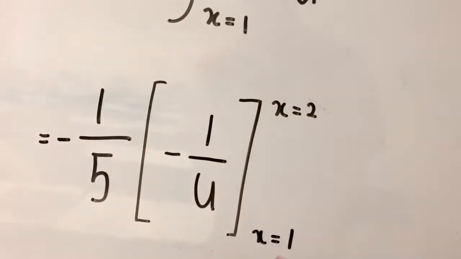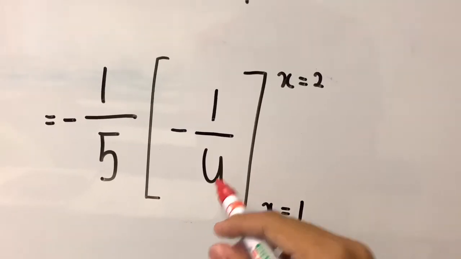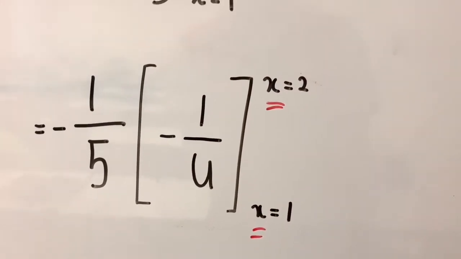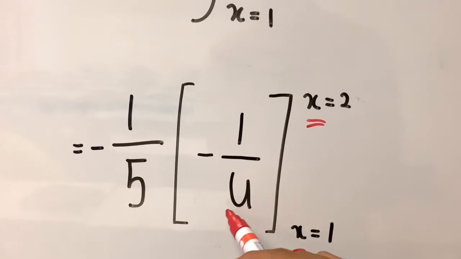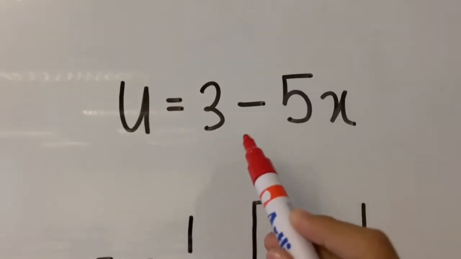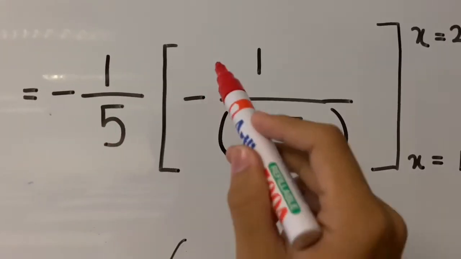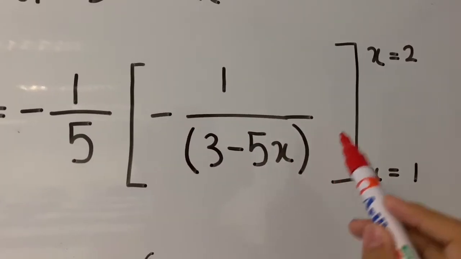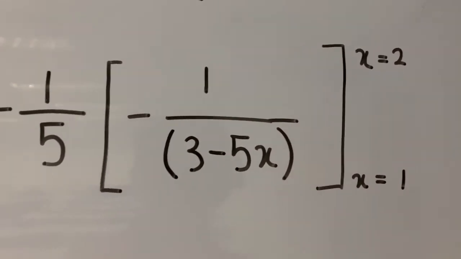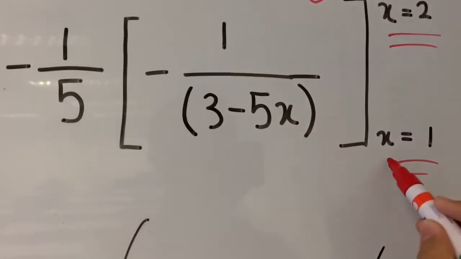After that, this expression is in terms of u, so we cannot sub in the value of the limits directly into the expression. So we need to change u back to its original term, which is u equals 3 minus 5x. So it will be like this: negative 1 over 5, negative 1 over 3 minus 5x, with upper limit 2 and lower limit 1. And then we finally can sub the value of the limits into the expression.